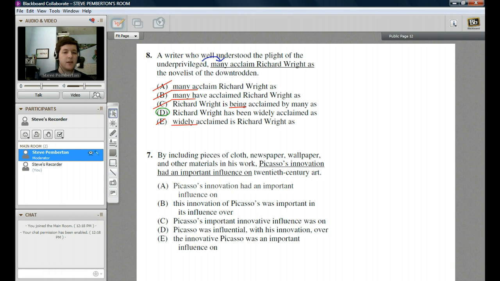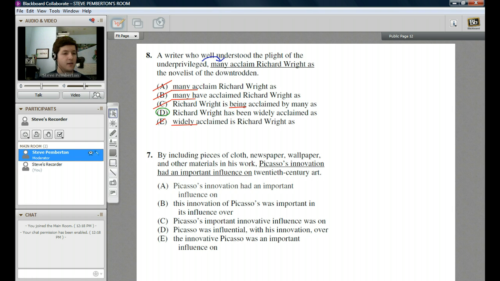Except the trick on this one is they have the apostrophe S. So actually, it's not that Picasso is next to his description of his work. It's Picasso's innovation, as if that's the thing that was doing the including of pieces of cloth, newspaper, and wallpaper. Well, innovations can't take actions of their own. They're trying to say Picasso did it.